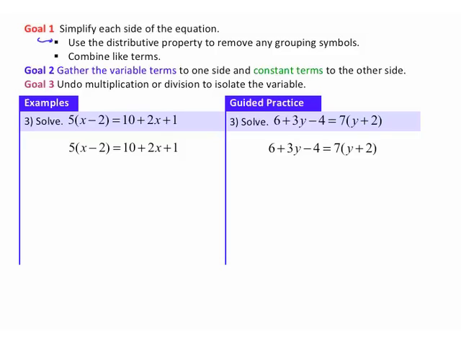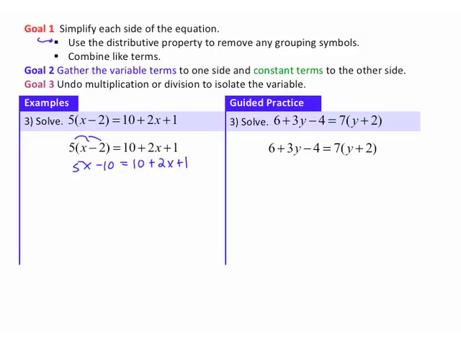And you can see in our equation we have the distributive property right over here on the left with the 5. So the very first thing I'm going to do is distribute that 5. So 5 times x would give me 5x. 5 times negative 2 would give me negative 10. And that's going to equal. We'll leave the right side just as it is right now, just to do one step at a time.